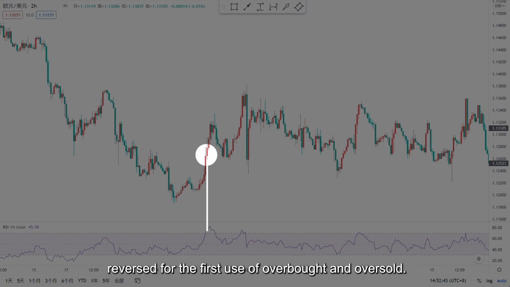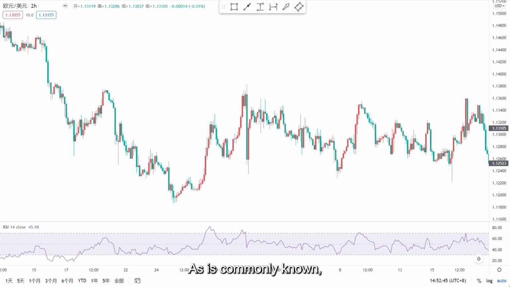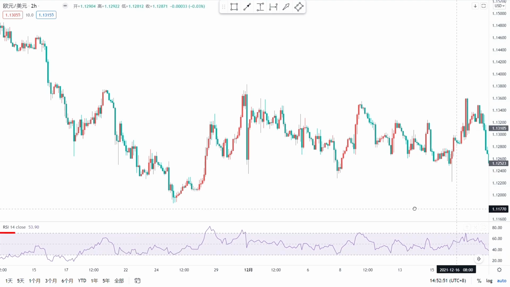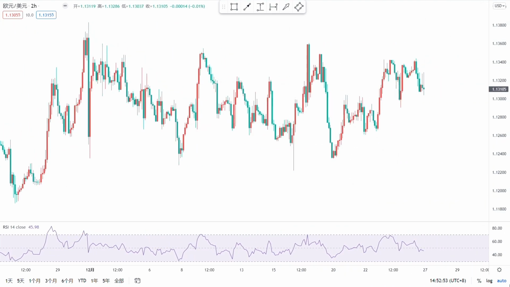For the first use of overbought and oversold, as is commonly known, when the indicator touches a certain range, you can open a position against it. There is only one point of attention: you need to strictly control the stop-loss ratio.